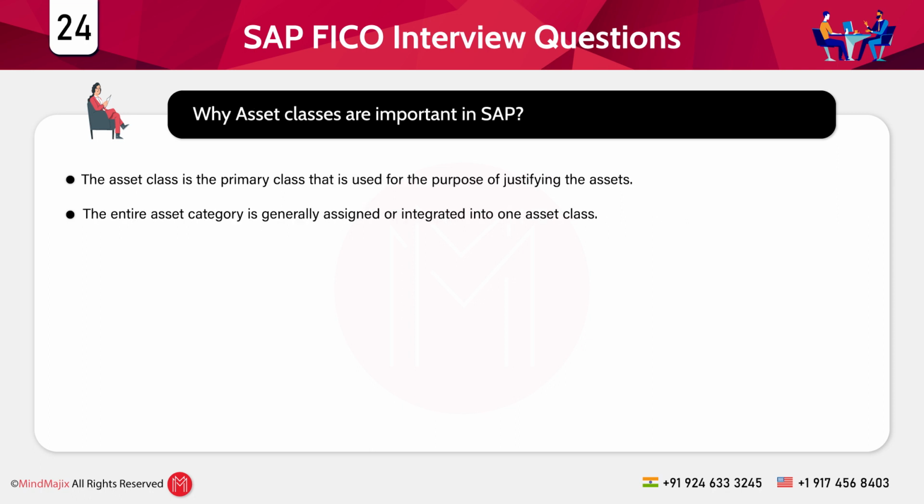The next question is, why asset classes are important in SAP FICO? So the asset class is the primary class that is used for the purpose of justifying the assets. The entire asset category is generally assigned or integrated into one of the asset classes. So it is also possible for the users to use the default values for the same.